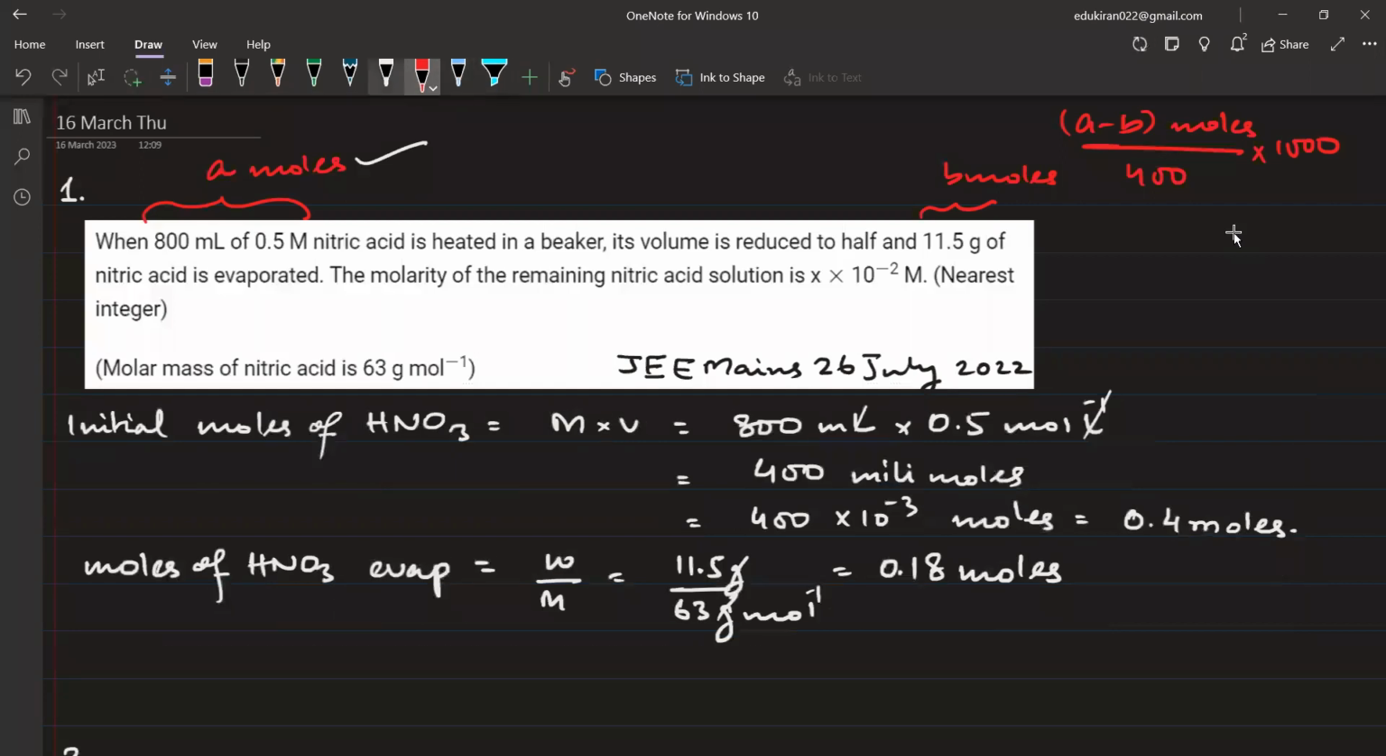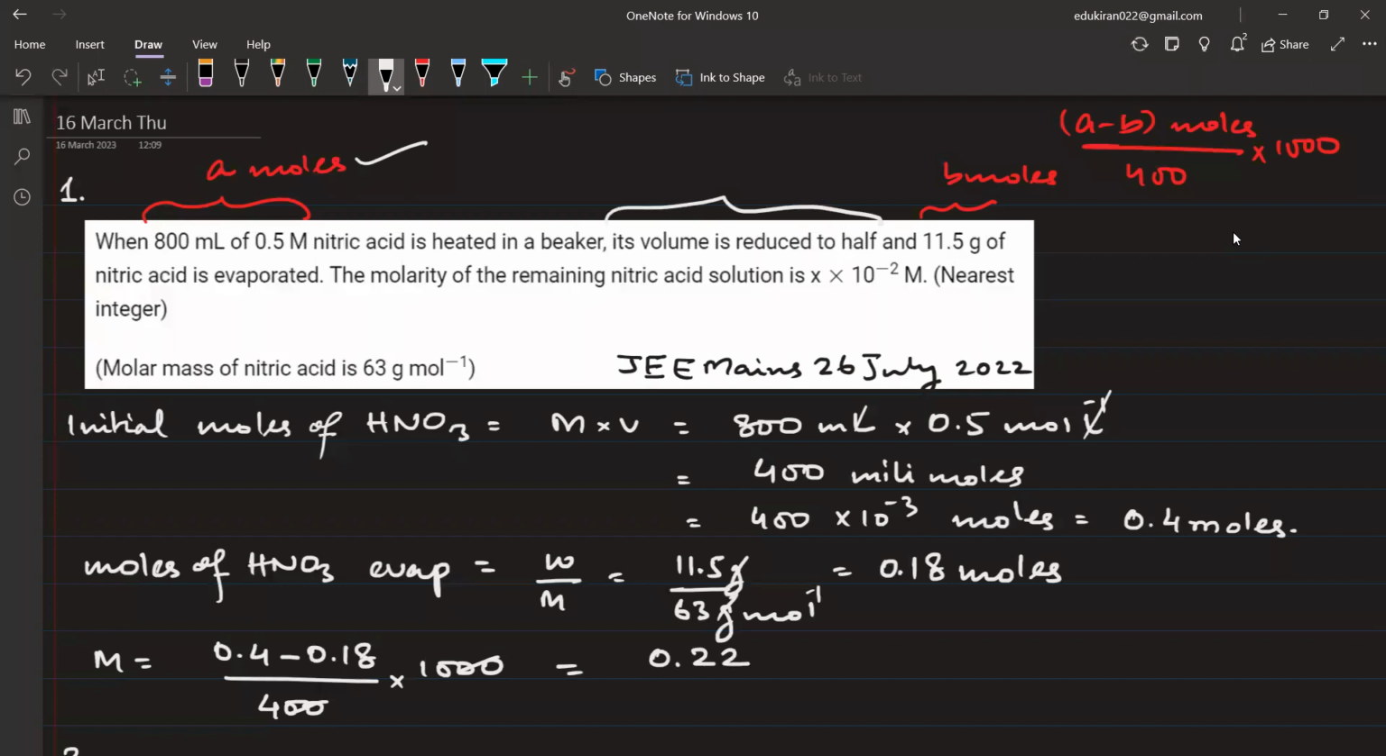Now, molarity will be equal to 0.4 minus 0.18 divided by what will be the volume? What will the final volume be? 400. It is in ml, that is why I will multiply this by 1000. The 0 got cancelled in 1000 and you will have what? 0.4 minus 0.18 will be equal to how much? 0.22, right? Into 10 upon 4. What is the answer coming?